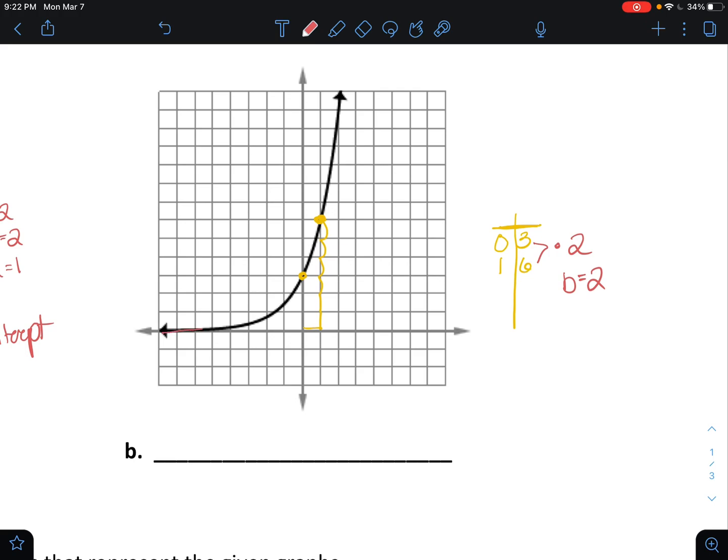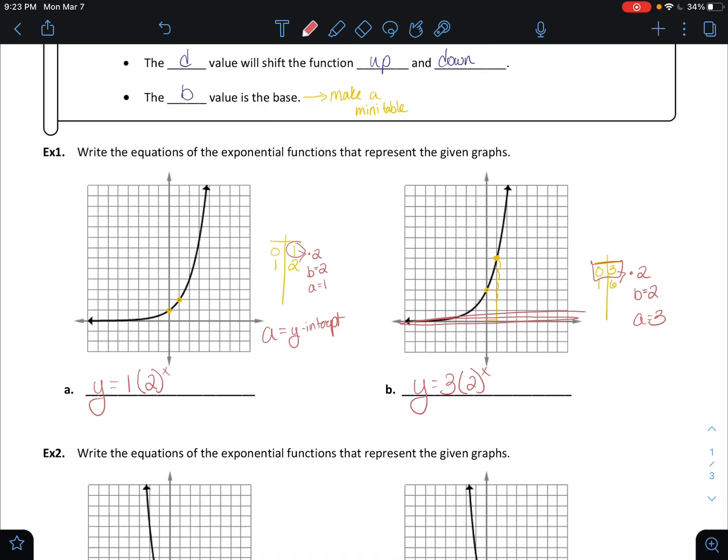Since there is no shift, my asymptote is still at 0. That means our a value is our y-intercept. So that means our a value is 3. Since there's no shift, we know our d value would be 0, so we don't really need that. And so we'll have y equals 3 times 2 to the x, and we're done.